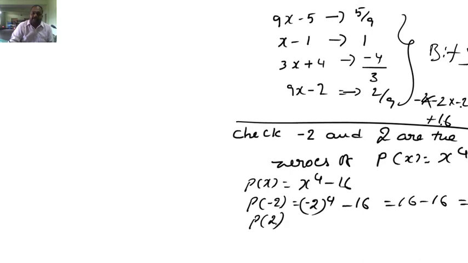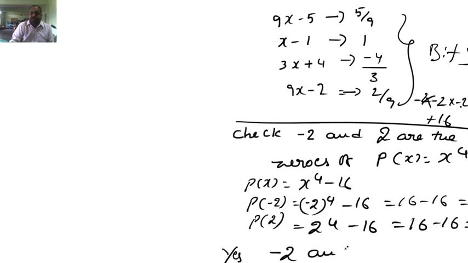Let's check p of 2. 2 power 4 minus 16. So 2 power 4 means 2 times 2 is 4, 4 times 2 is 8, 8 times 2 is 16. 4 times of 2, 16 minus 16 is 0. Yes. Minus 2 and 2 are the zeros of p of x, the polynomial of x.